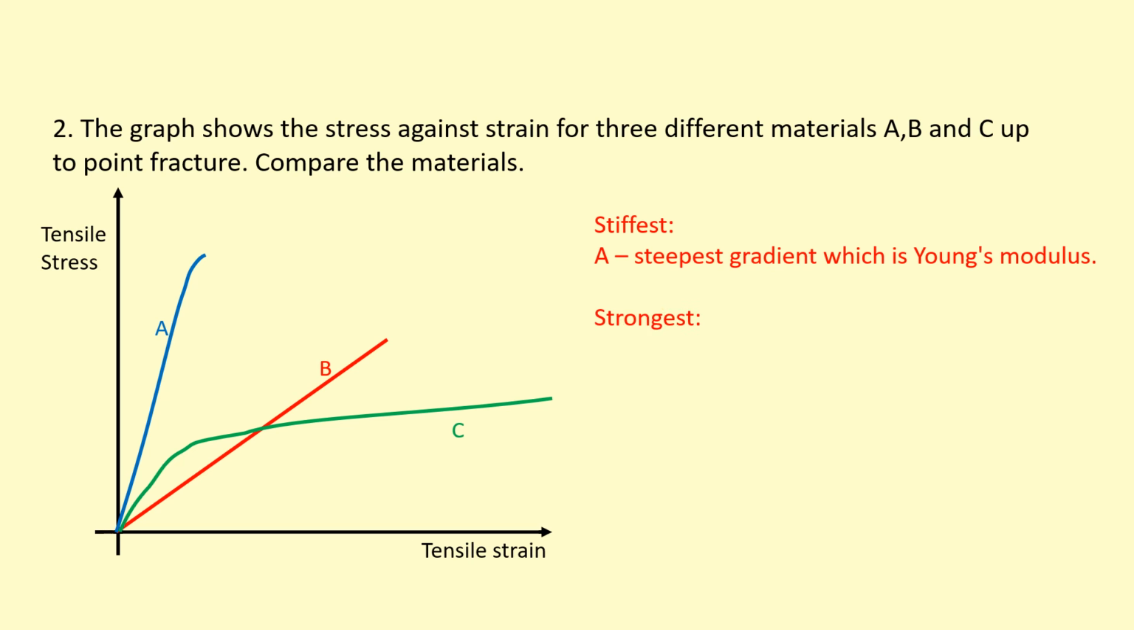And the strongest is the one with the highest ultimate tensile stress. So we need to look at which one's got the biggest possible stress, and that's A again. So A is the strongest because it's got the highest ultimate tensile stress, followed by B and then C.